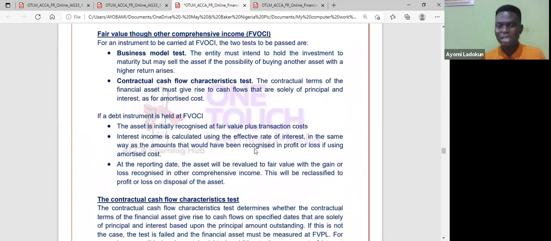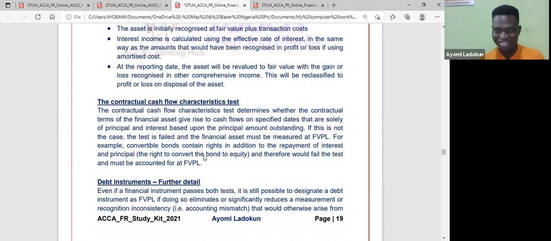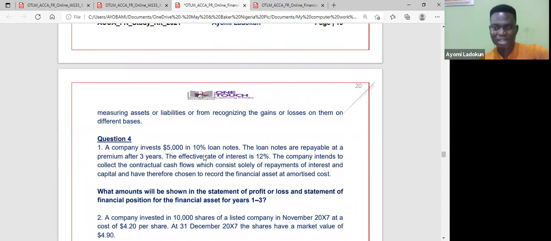So if a debt instrument is held at fair value through other comprehensive income, that asset is initially recognized at fair value, okay, plus transaction costs. Remember, it's only if you are taking it as fair value through profit or loss that transaction costs are expensed. The interest income is calculated using the effective interest rate, like we have seen. Is that okay? So you have further details there that you can check.